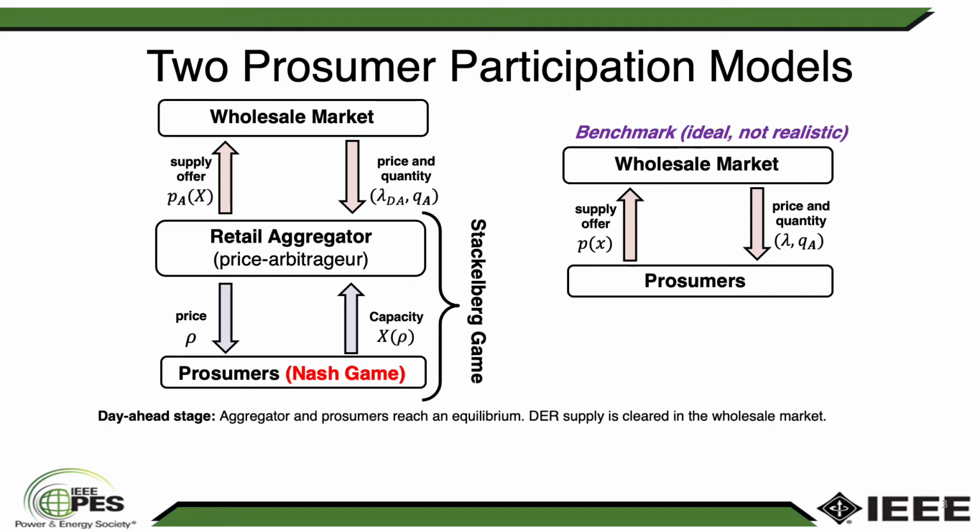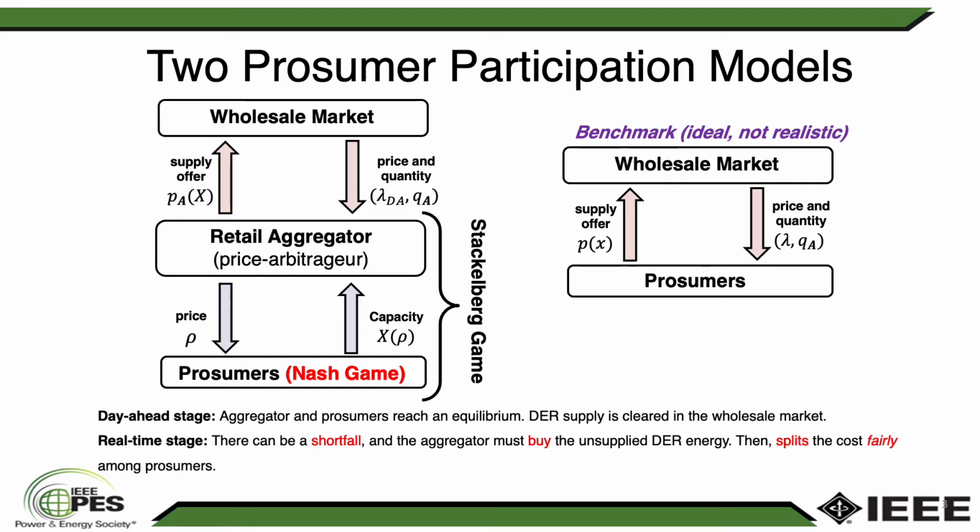At the day-ahead stage, the aggregators and prosumers reach an equilibrium, and DR supply is cleared to the wholesale market. Then we have another component, which is stochasticity in this problem. Due to stochasticity, there can be a shortfall, so the aggregator must buy back the unsupplied energy. We have a cost-sharing mechanism, detailed in the paper, that describes how this cost can be fairly split among prosumers.